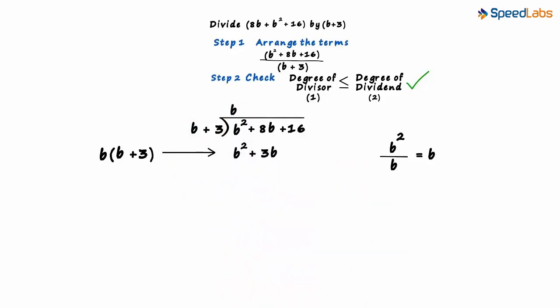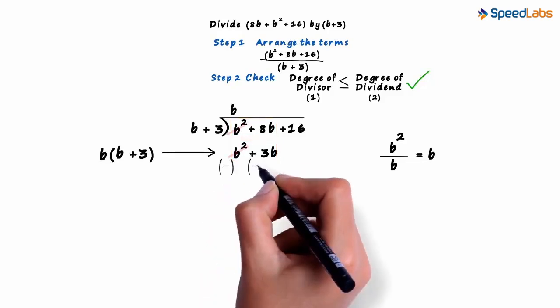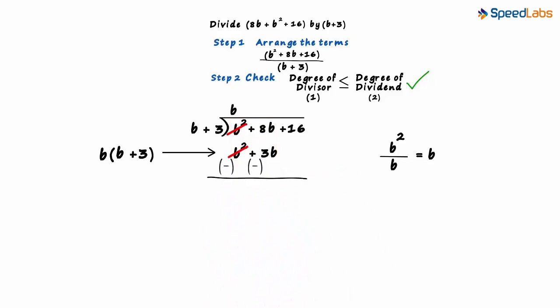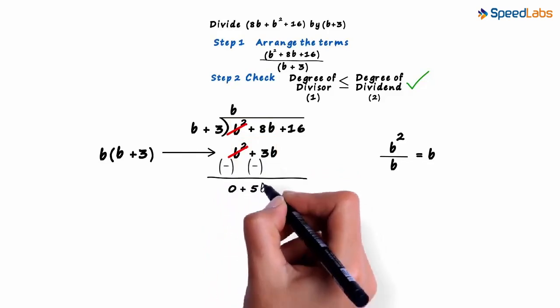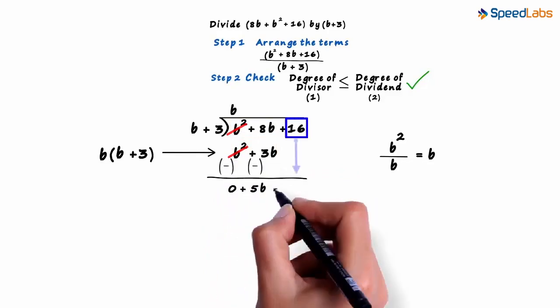Another important thing we need to remember is that the two terms from the first product have to be written under the first two terms of the dividend. After subtraction, b squared cancels out and we are left with 5b. And then we get 16 down.